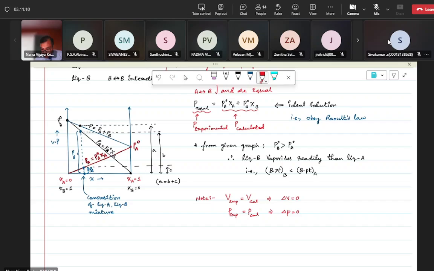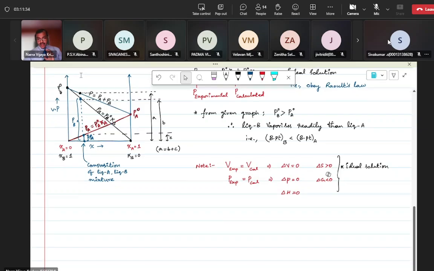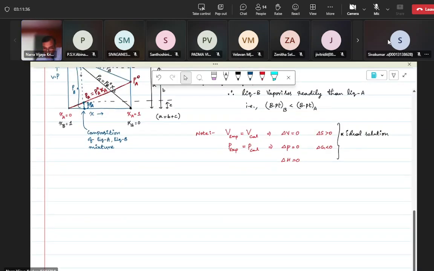Similarly, delta H is 0. Similarly, delta S is greater than 0. Delta G is less than 0. If all these conditions are satisfied, then it is an ideal solution. That means it perfectly obeys Raoult's law. Examples of such solutions: n-hexane plus n-heptane. Benzene plus toluene.